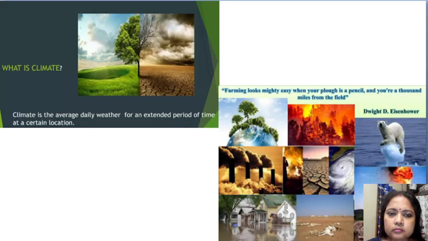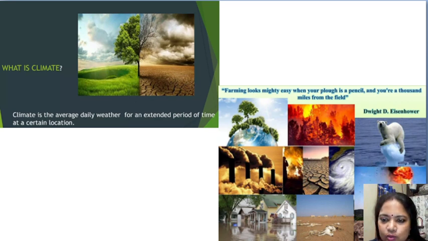Dear viewers, what do we mean by climate? Climate is the average daily weather for an extended period of time at a certain location. You see in the picture, on the left side it looks green, and on the right side the soil looks dry without rain. That means drought, a condition due to lack of rain. All these things happen due to climate change.